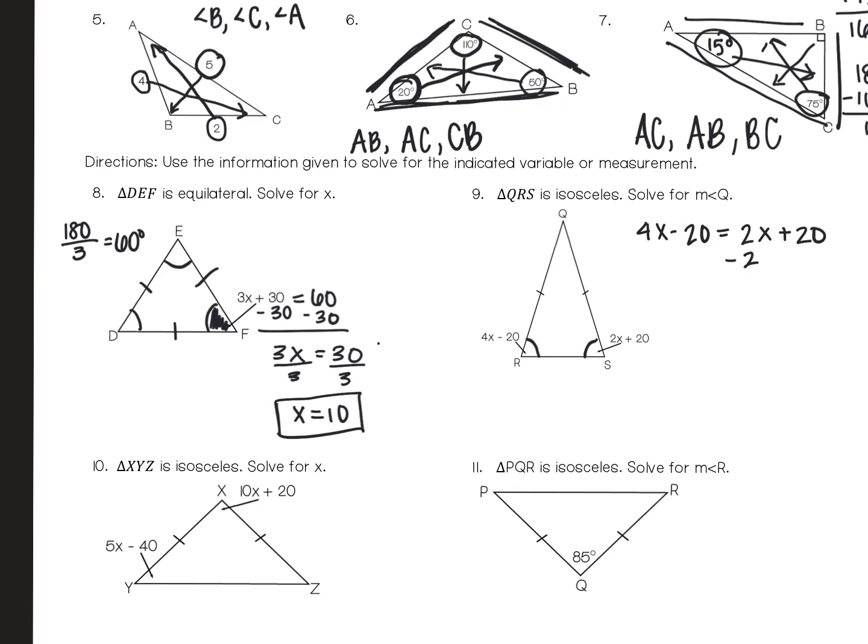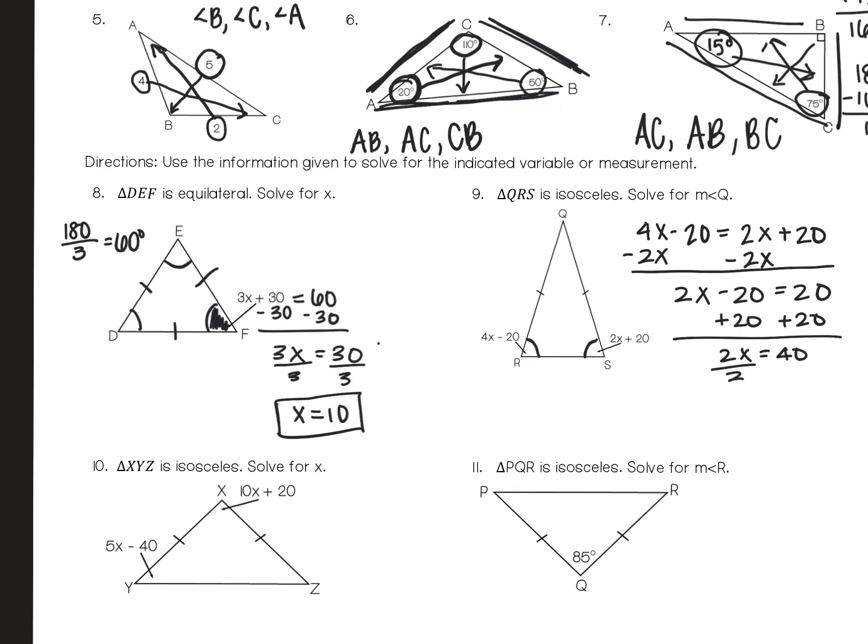So I'm going to start by subtracting 2x from both sides. 2x minus 20 equals 20. Add 20 to both sides. 2x equals 40. Divide by 2. X equals 20.